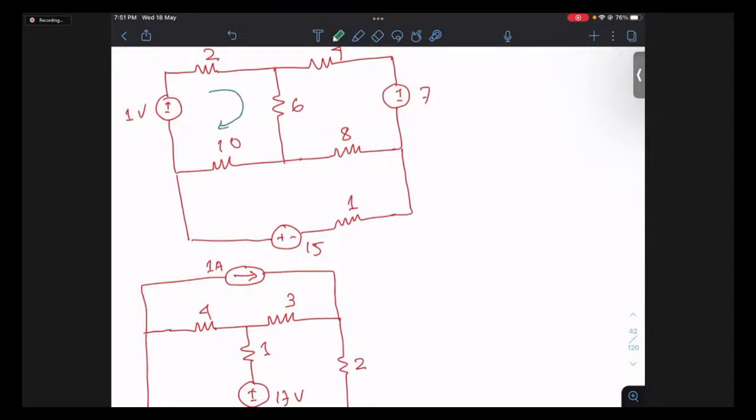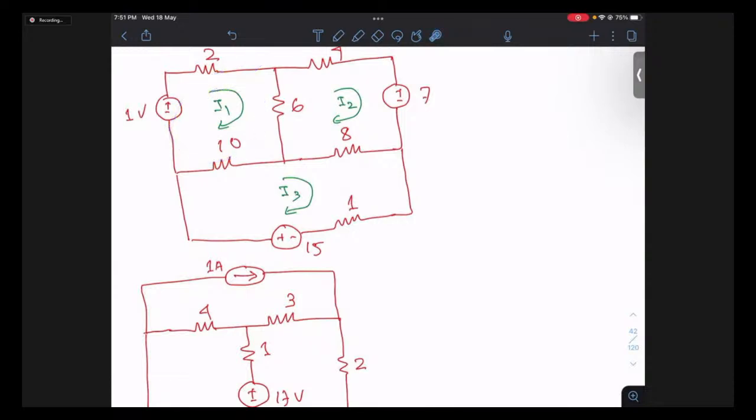This is my mesh 1. This is my mesh 2. This is my mesh 3. Actually, there is no point in writing M1, M2, M3, but these are the three meshes, M1, M2, M3. And these are the corresponding mesh currents, I1, I2, I3. So this is the mesh current, and these currents are circulating in the clockwise direction.